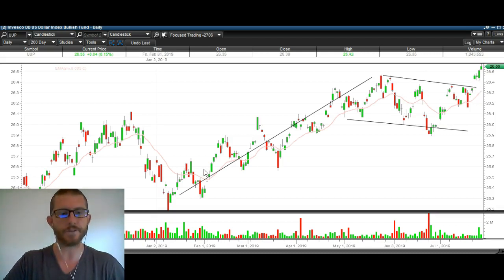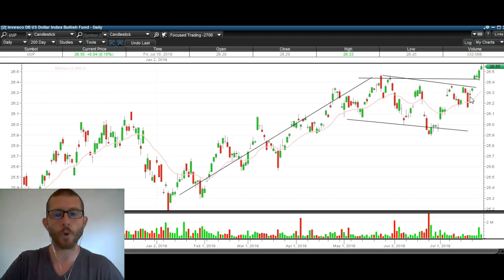Stocks and commodities like the dollar move in waves. You can see up, down, higher lows, higher highs, and so on and so forth. But this sideways trading that we had for the last 3 months was pretty significant, and it's significant now that we're breaking out of that range right here. So I'm looking at this as a pretty significant breakout for the dollar.